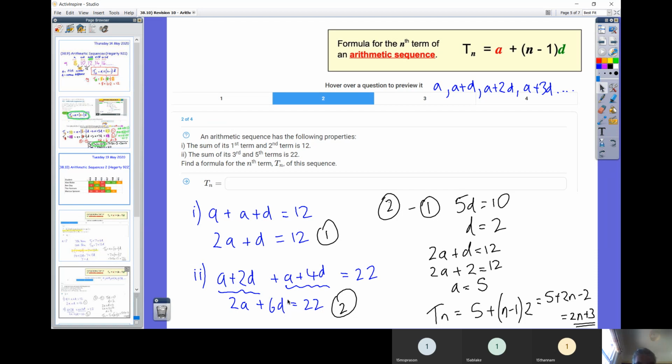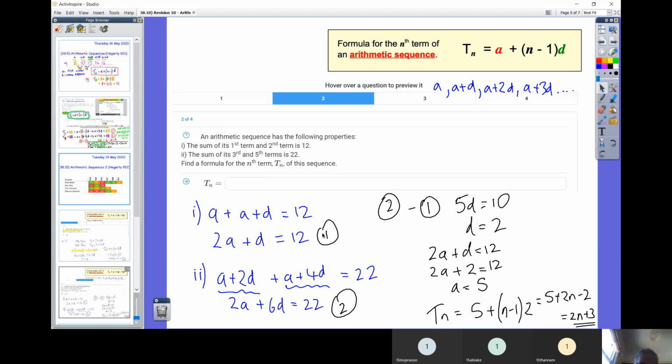You get 2a plus 6d, and they told us that they add up to 22. So there's equation number 2. Equation number 1, equation number 2, a straightforward simultaneous equation to solve. Let's call this equation 1, this equation 2. Take away equation 1 from equation 2. We get 5d equaling 10. So d is 2. Substitute that back into either of the equations.